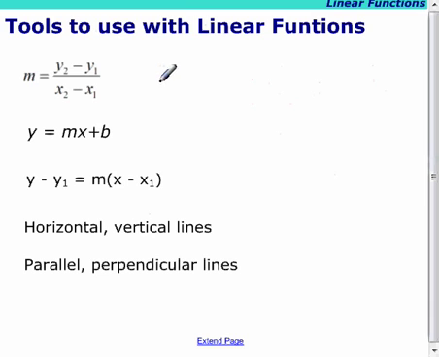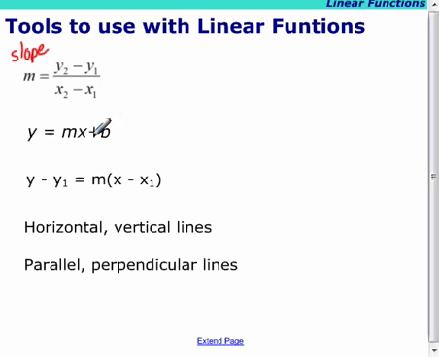So here's some tools that we can use with linear functions when we're describing them. First, m, recall that that is the slope, is equal to the difference in two y values over the difference in two x values. Here's another equation of a linear function. This one I think they call the slope-intercept equation.